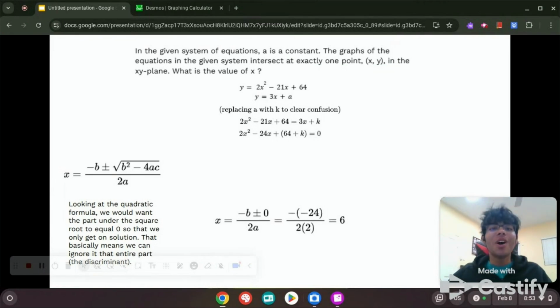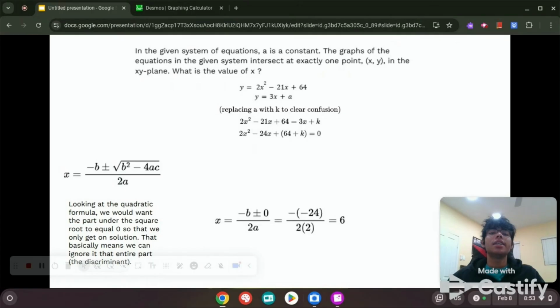So in the given system of equations, a is a constant. The graphs of the equations in the given system intersect at exactly 1 point, x y, in the xy plane. So what is the value of x at this intersection? We're given the equations y is equal to 2x squared minus 21x plus 64, and the second one is y is equal to 3x plus a.